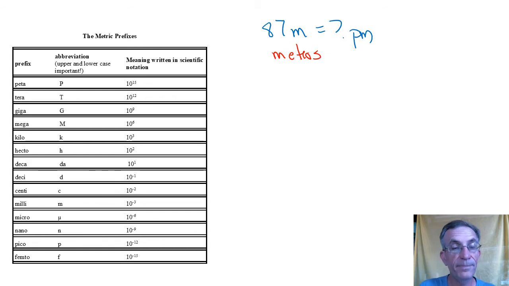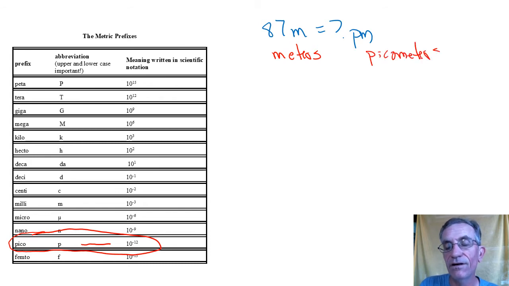And I am trying to get to little p. So little p is pico. It's down here at the bottom. It's pico right there. All right, so capital P, remember, was peta. It's at the top. But little p is pico. So we're trying to go to picometers. All right, so we're going to do all the same work that we've been used to doing, right? You write down the beginning number and unit, 87 meters. You write down the unit you're going to, picometers.